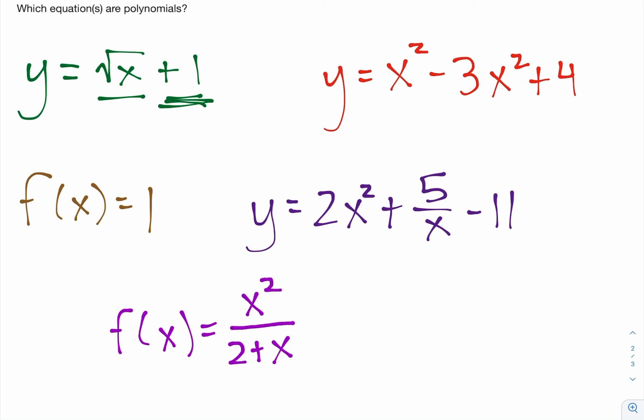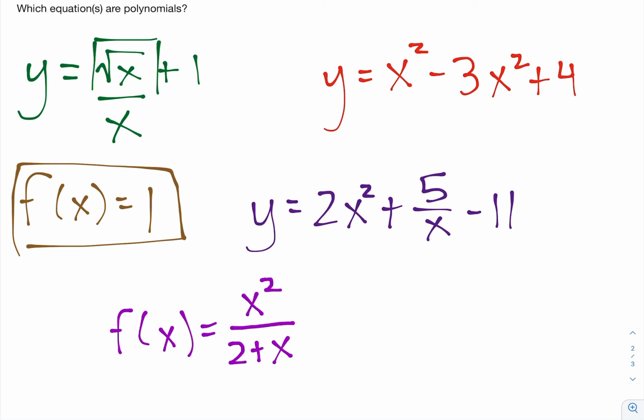So it's not a polynomial equation because we have this square root in there, so that is not good. Okay, so if we have a square root in our equation, that means it's not a polynomial equation. Okay, let's move down to f of x equals 1.